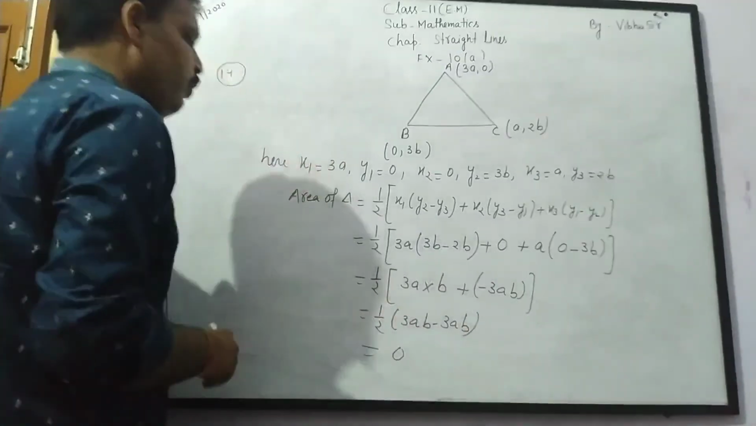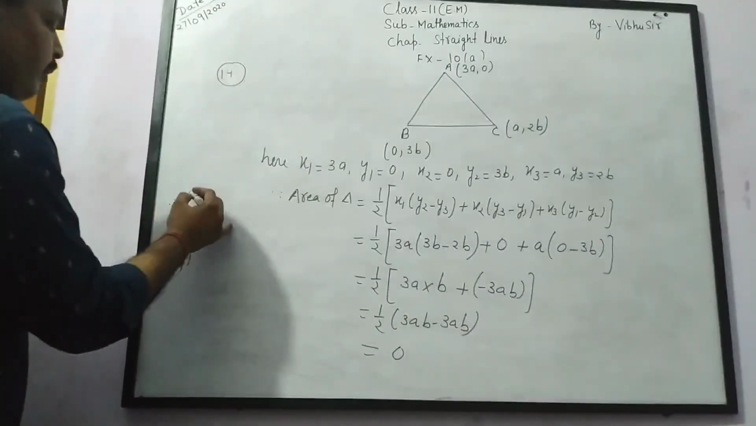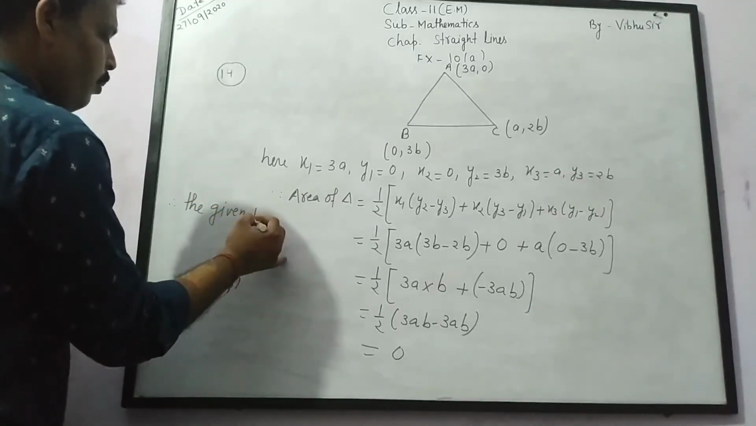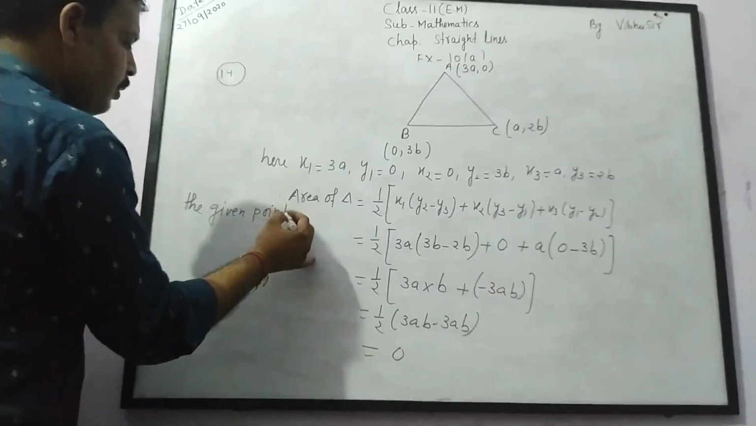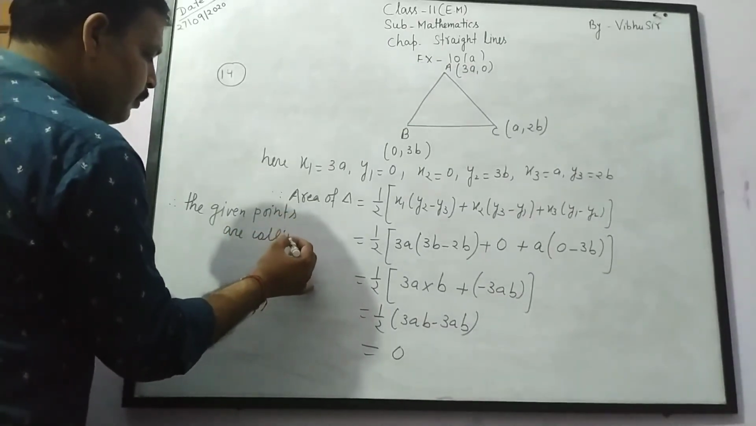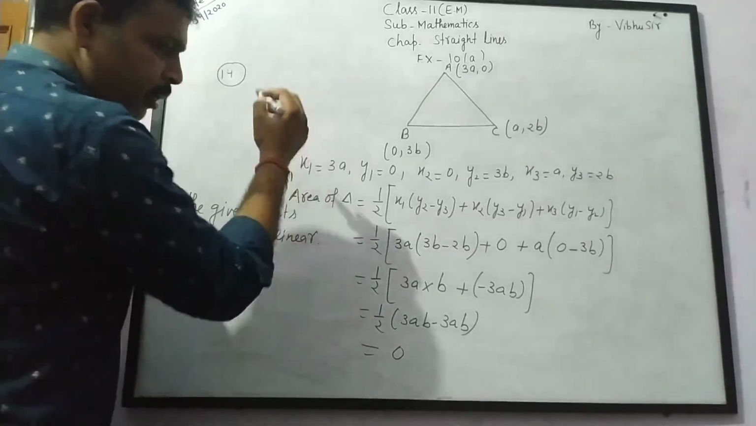The area of the triangle is 0, therefore the given points are collinear. Write down.